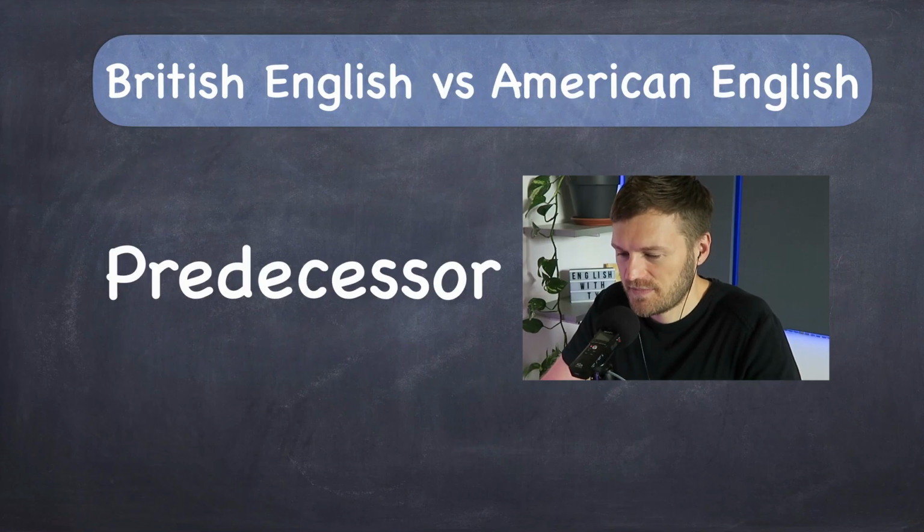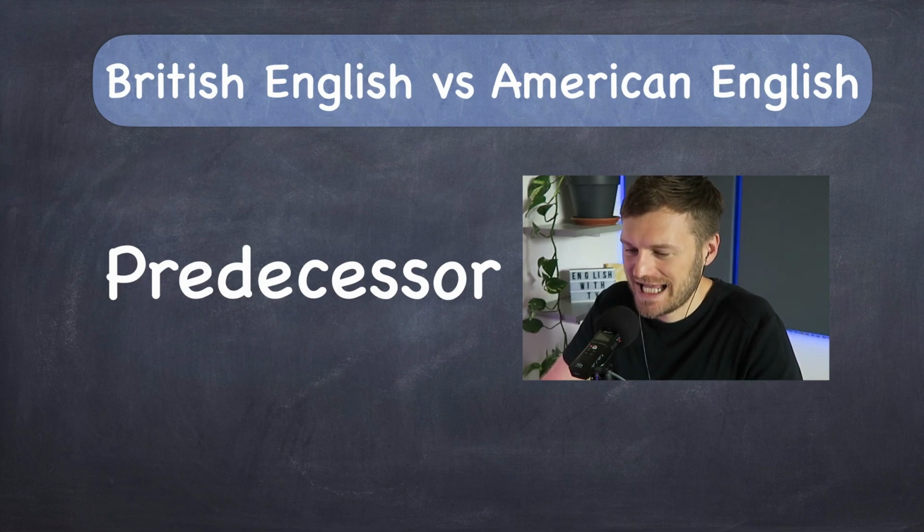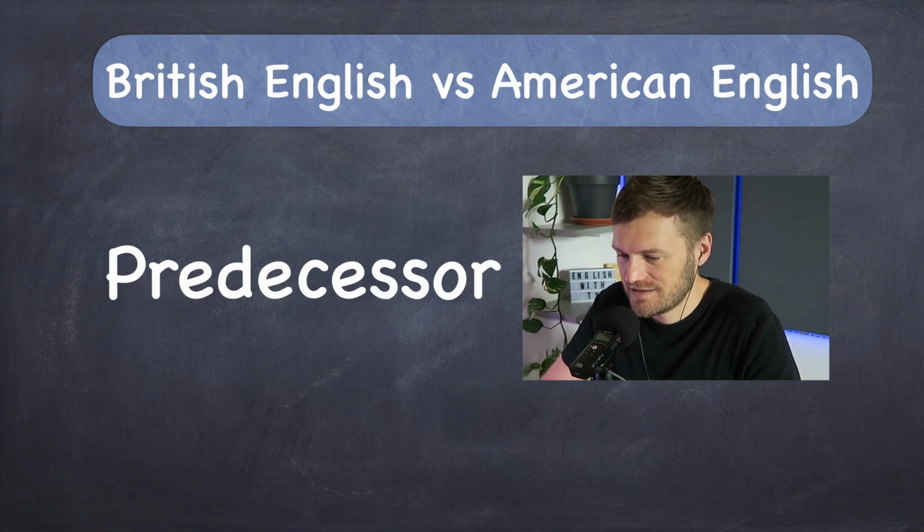The next word is spelled predecessor. And in British English, once again, it would be pronounced predecessor, as opposed to the American way, which would be predecessor. So the E at the beginning is pronounced like an E in British English, predecessor. Again, not everyone does that. Some people say predecessor. But the American way would be more like, predecessor. And in British English, it would be predecessor.